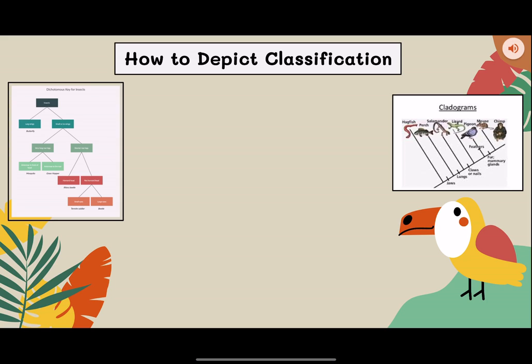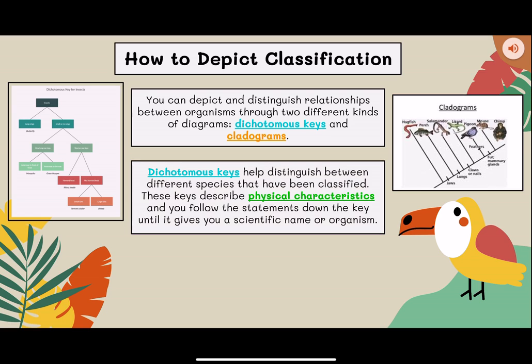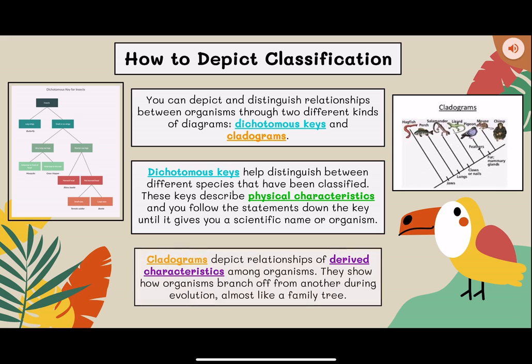How do you depict classification? You can depict and distinguish relationships between organisms through two different kinds of diagrams, dichotomous keys and cladograms. Dichotomous keys help distinguish between different species that have already been classified. These keys describe physical characteristics, and you follow the statements down the key until it gives you a scientific name or organism. Cladograms, on the other hand, depict relationships of derived characteristics among organisms. They show how organisms branch off from one another during evolution, almost like a family tree.